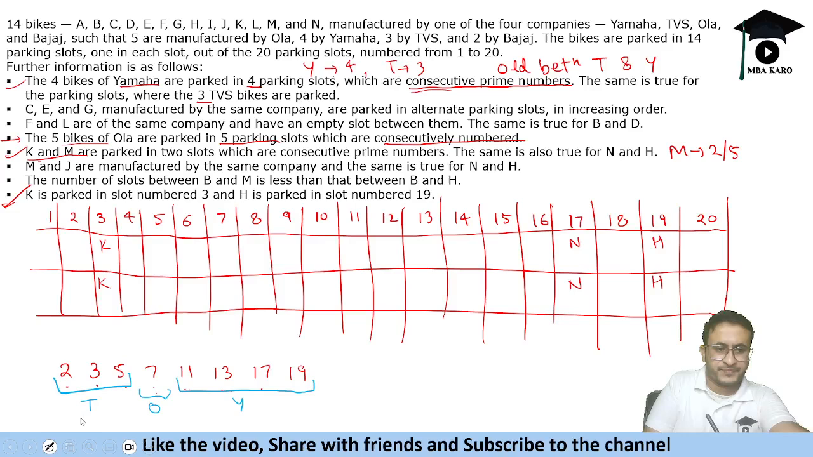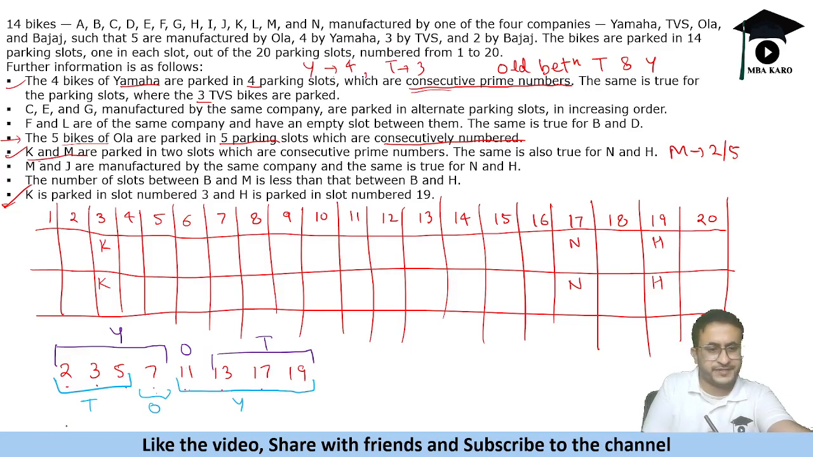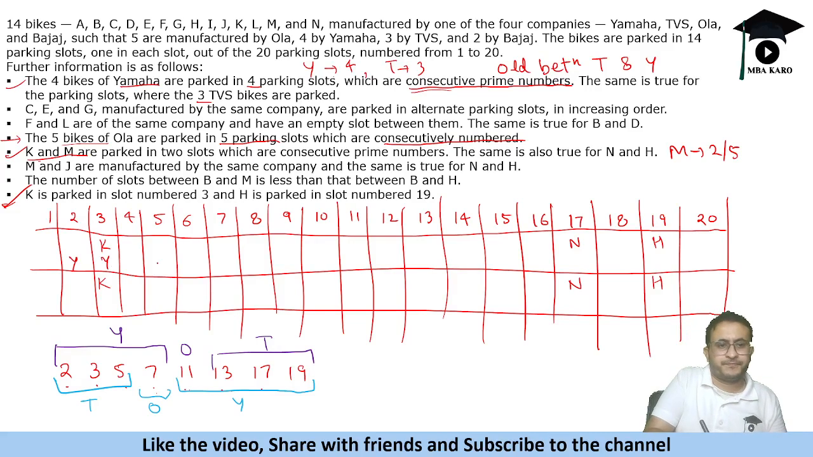Another case is that we take Yamaha at the start, and at the last we take TVS, and here we have Ola. Okay, so let us fill in these two cases. So first case, if we take the upper one, so first 4 prime numbers 2, 3, 5, 7 should be of Yamaha. Okay. And then the last 3 prime numbers, that is 13, 17, 19, will be of TVS.